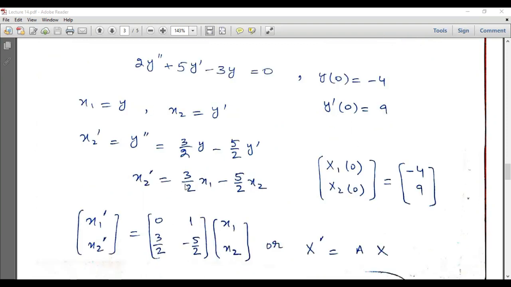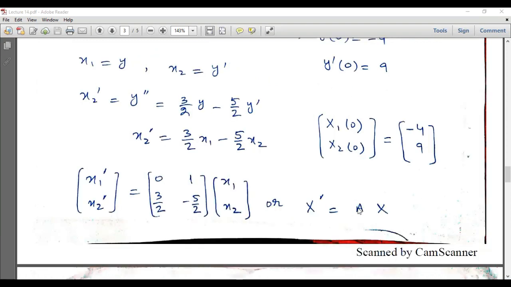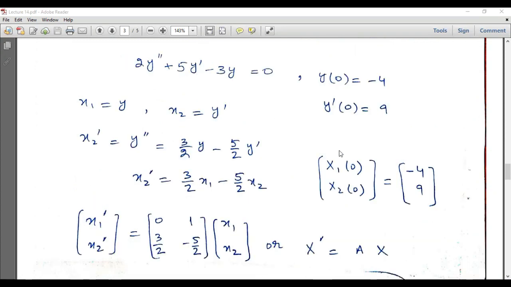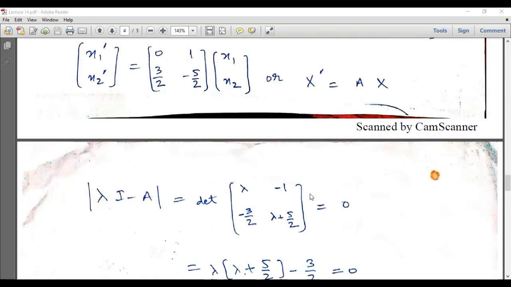So let's write them in matrix form. x1 derivative is equal to x2, so it will be 0 1, and x2 derivative is 3 by 2, minus 5 by 2, times x1 x2, and this is our system matrix A. x derivative is equal to Ax, and this is the vector of initial conditions, because we are given initial conditions of y and y derivative, and y is equal to x1, y derivative is equal to x2, so we have x1(0), x2(0) equal to minus 4 and 9. So this is the vector of initial conditions.